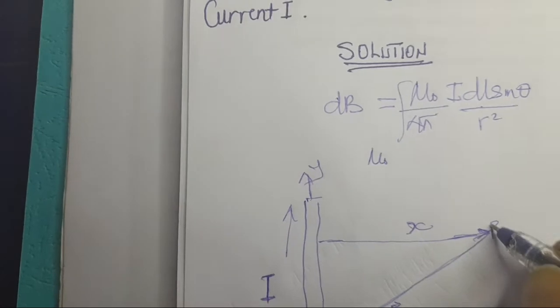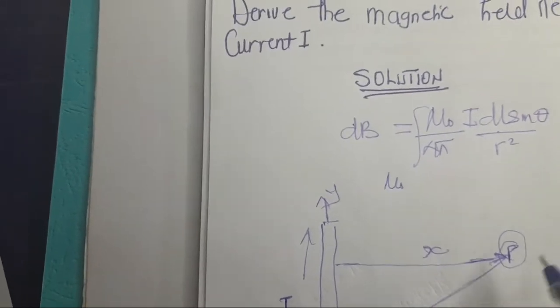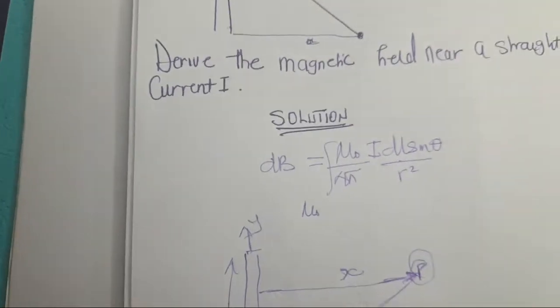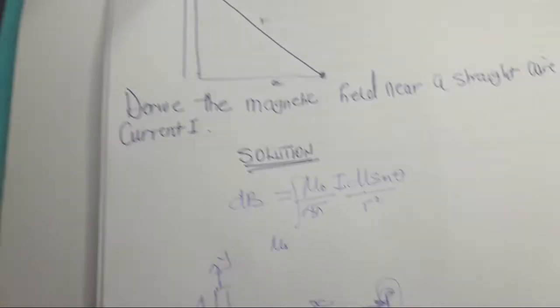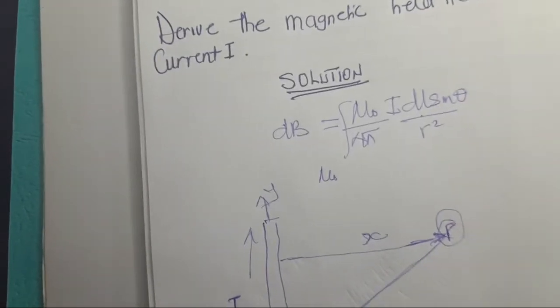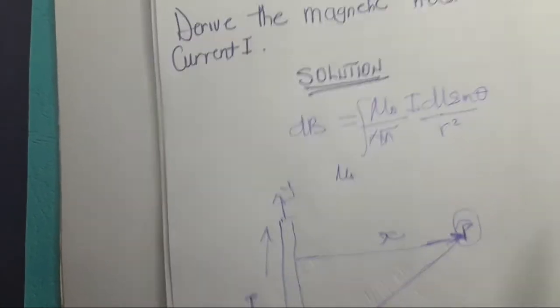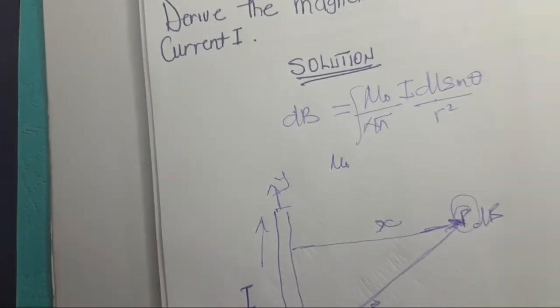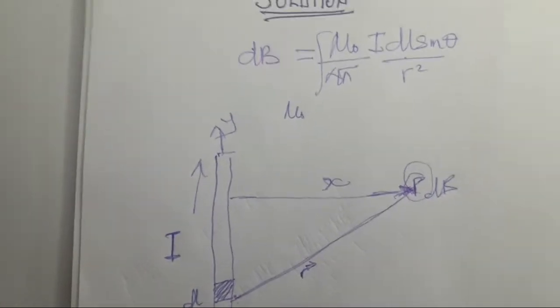Let's say this is where we are considering the magnetic field. We want to find the magnetic field around this point, because they say derive the magnetic field near a straight wire carrying current. This is our y-axis, this is our x-axis, this is the point where we have to find the magnetic field. You can write here the B, and down here is our r, that's the distance. Okay, so let's dive in.